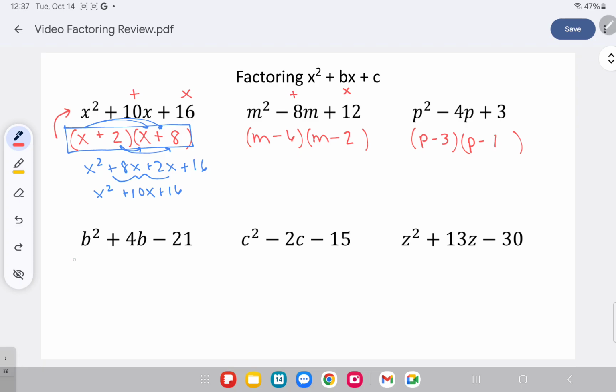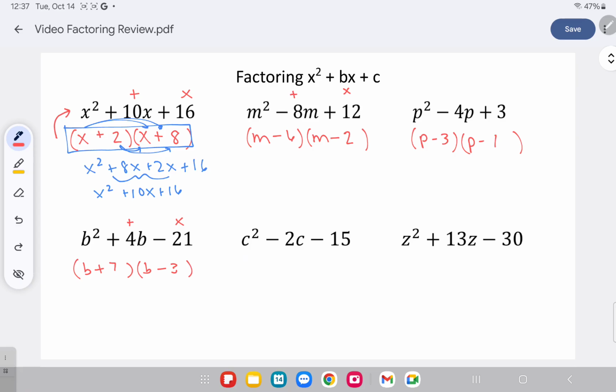In the next example, we're multiplying to get a negative number, which means negative 21 is what we're trying to get. And so that means that our signs are going to be opposites of each other. We need a positive number times a negative number if we're going to multiply to get negative 21. Since we're adding to get 4, I know the bigger of the two numbers needs to be positive. The good guys win. They add to get a positive number. And those two numbers would be 7 and negative 3.